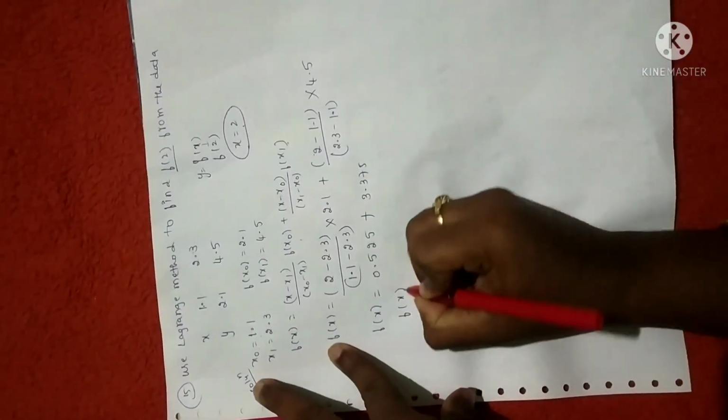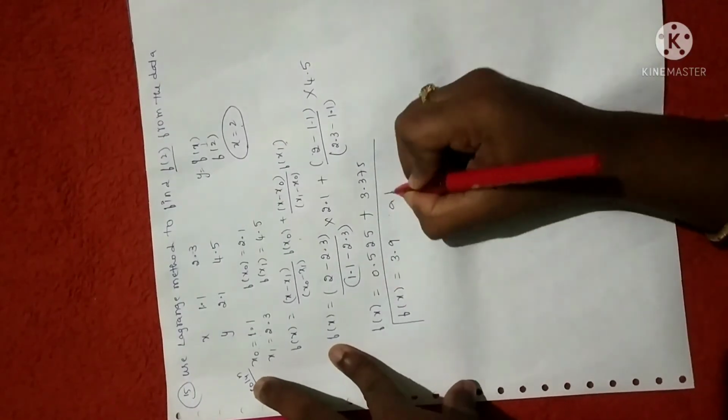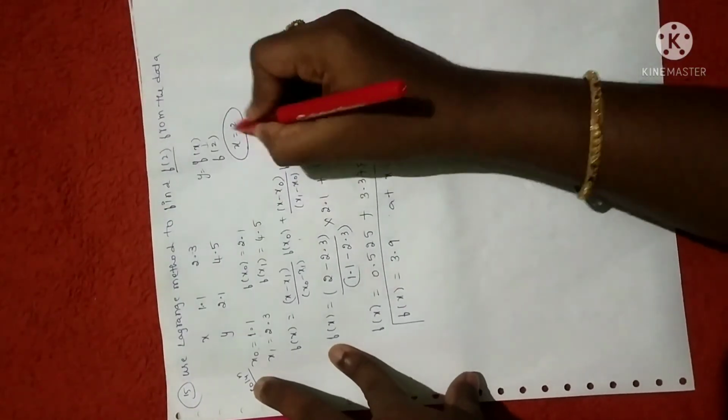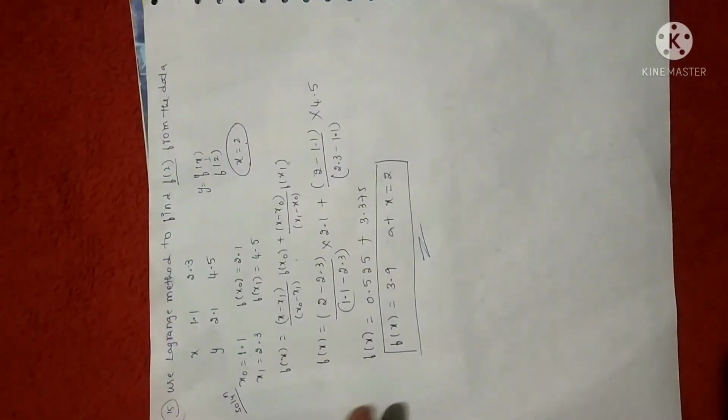So f of x is equal to, if you add this you will get 3.9. That is the required f of x is 3.9 at x is equal to 2. That's all. Fine.